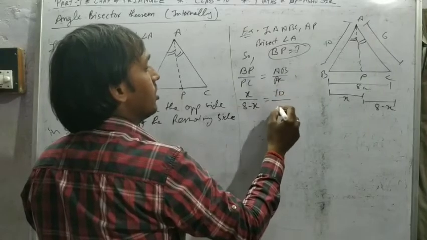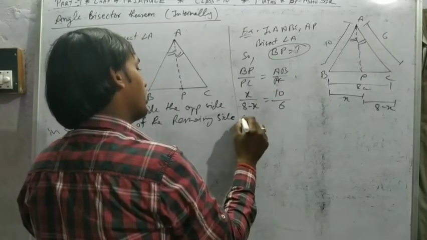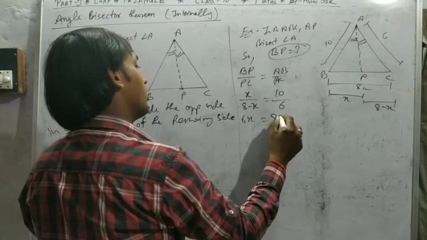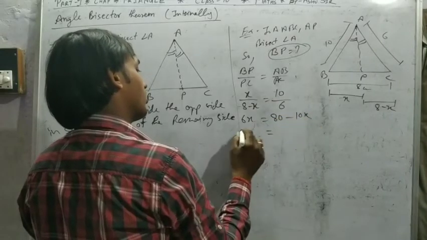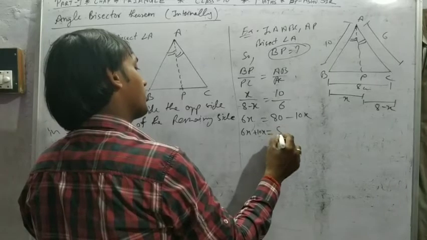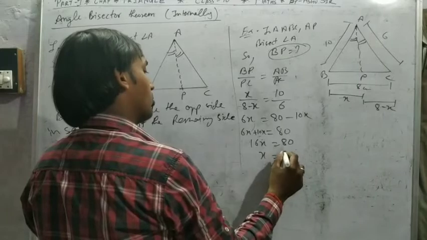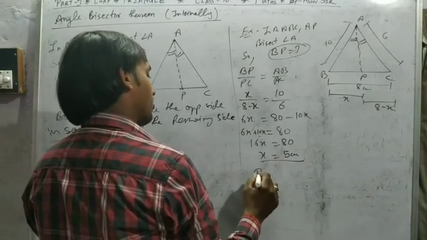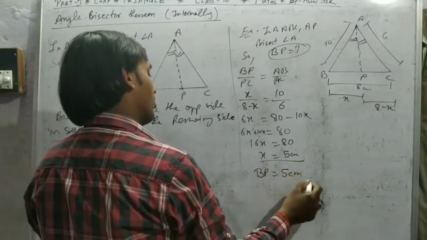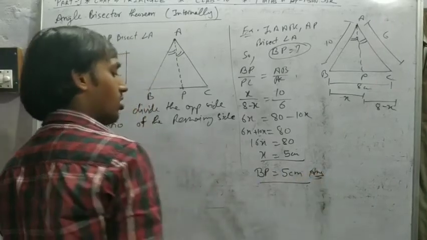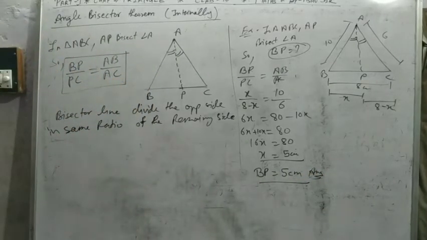AB 10, AC 6, cross multiply 6X equals 80 minus 10X, 6X plus 10X, 16X is equal to 80, X is equal to 5 centimeter, means BP equal to 5 centimeter. Answer. Pause, we note down.